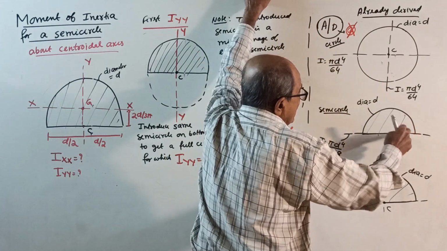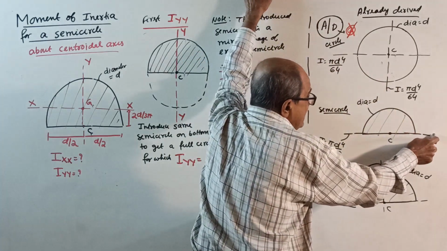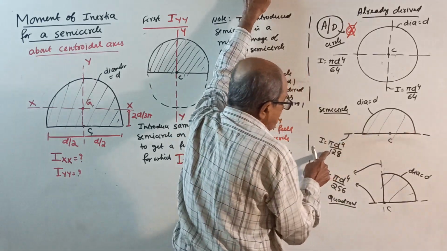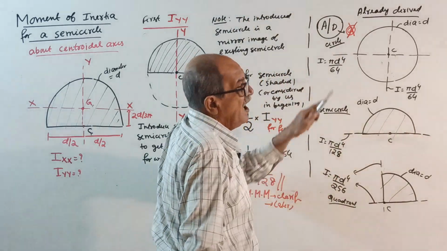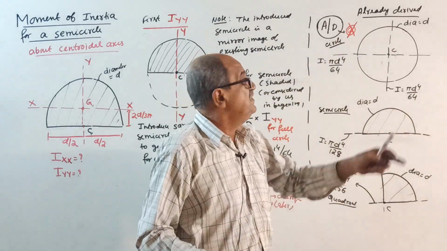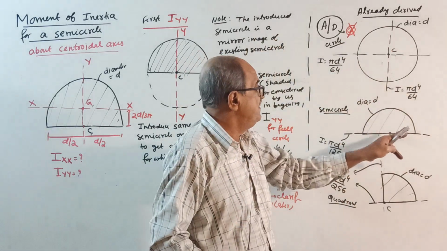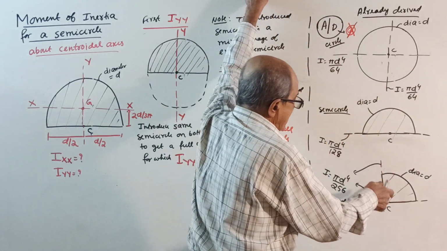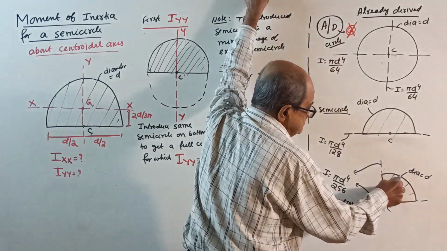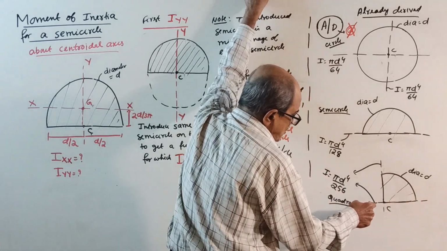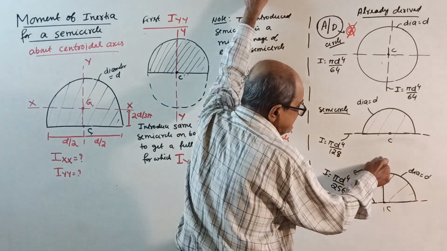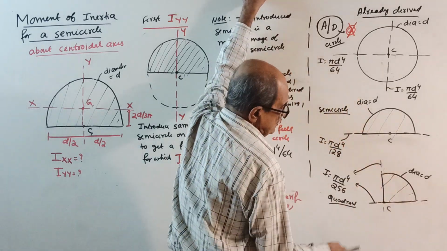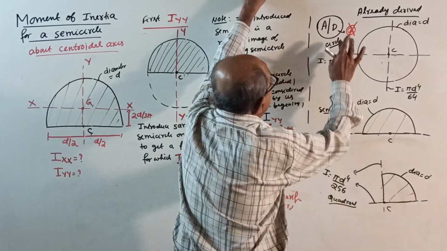Whereas for a semicircle, centroid I am not marking. I about this base, or the bottom edge here, is pi d power 4 by 128. That is half of the circle. You got it by integrating: for the circle, 0 to 2 pi radian; for the semicircle, 0 to pi radian; and for the quadrant, 0 to pi by 2 radians. For a quadrant of a circle, about this axis, we got pi d power 4 by 256. Same answer here also. Why? Both are the same. This is already derived.